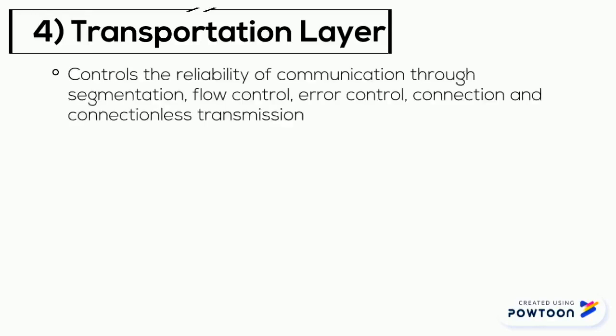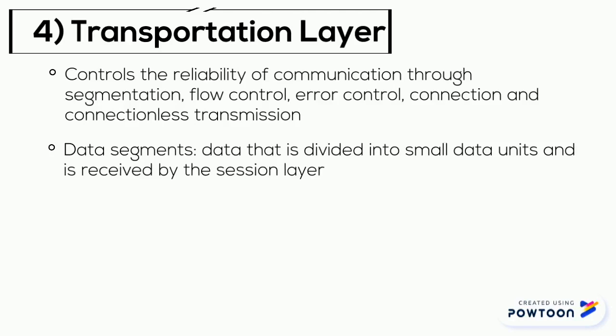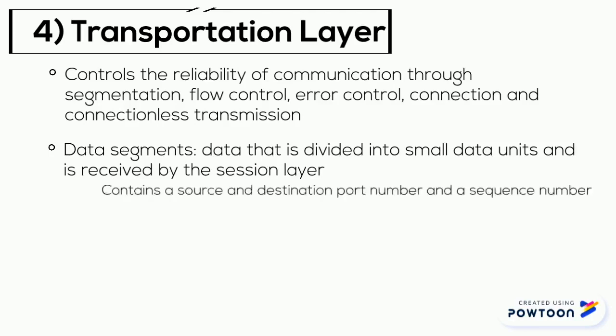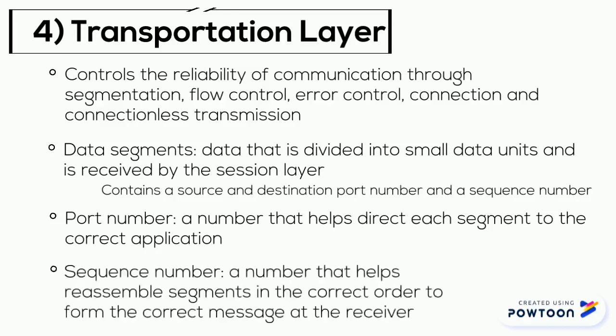Next is the transport layer. This layer controls the reliability of communication through segmentation, flow control, error control, and connection and connectionless transmission. The data received from the session layer is divided into small data units called segments. Each segment contains a source and destination port number and a sequence number. A port number helps direct each segment to the correct application. A sequence number helps reassemble segments in the correct order to form a correct message at the receiver.